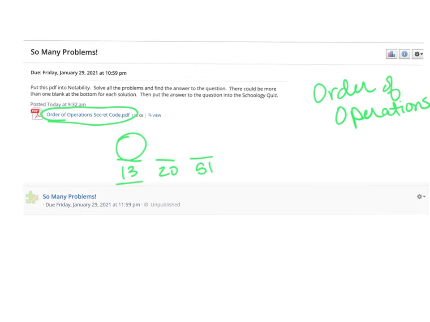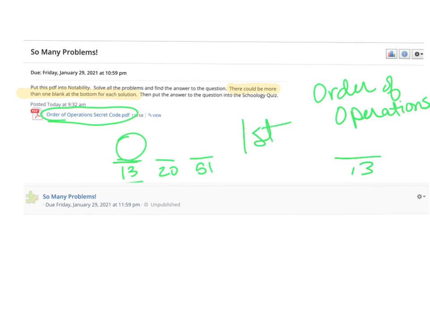Now, the big thing you need to remember is right here. I'm going to highlight it so you can see it. There could be more than one blank at the bottom for each solution. So, for example, down at the bottom, let's say here's a 13. Later on, there could be another 13. So be careful. I think there are 20 problems and there are more than 20 blanks down at the bottom. So look for repeats.